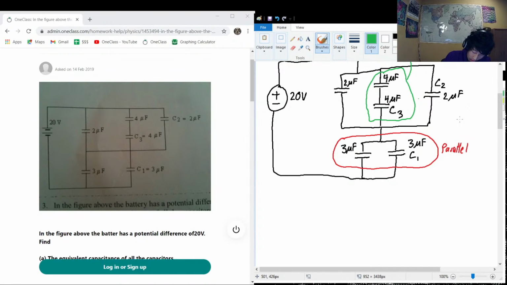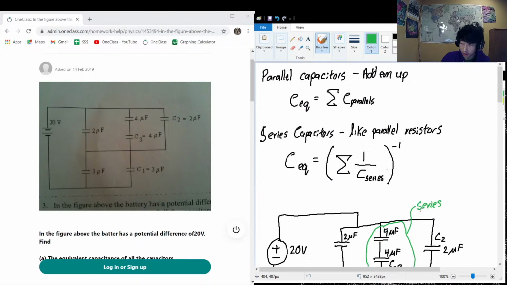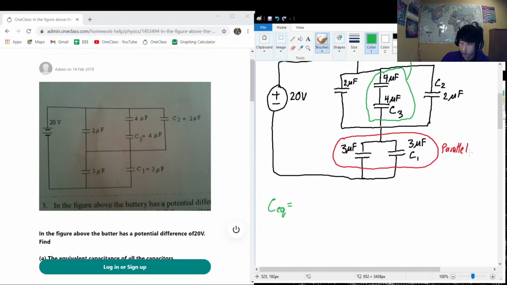Okay, so let's do in green the CEQ of that. We know that we've got two things that are in series, so we have to follow the series formula, which is going to be 1 over the first capacitor value, which is 4 microfarads, plus another 1 over 4 microfarads. Invert that, and the result of this is going to be 2 microfarads.